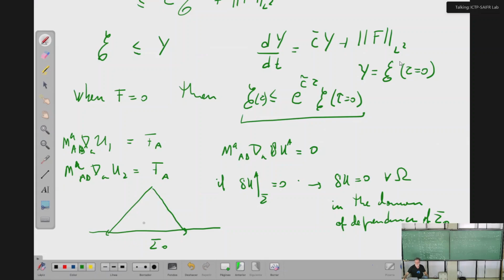Okay. What is the domain of dependence of this? So it's a region I can get just blowing this region like that with surfaces where n is in the cone. Okay? So the n has to be in the cone all the time. And then I have this estimate.